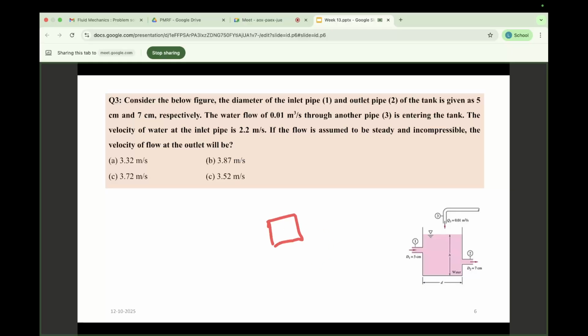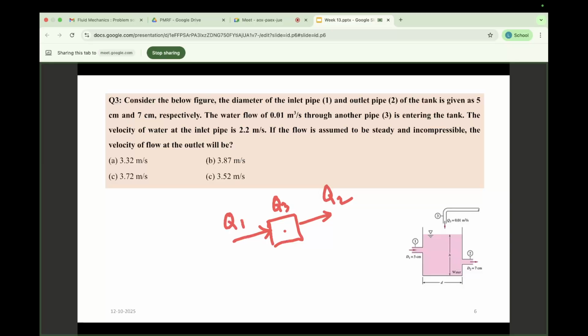So if it's a domain, a given volume, whatever is accumulating inside the system should be equal. Say a q1 amount of mass is flowing in, q2 is coming out, and say q3 is stored in the system.